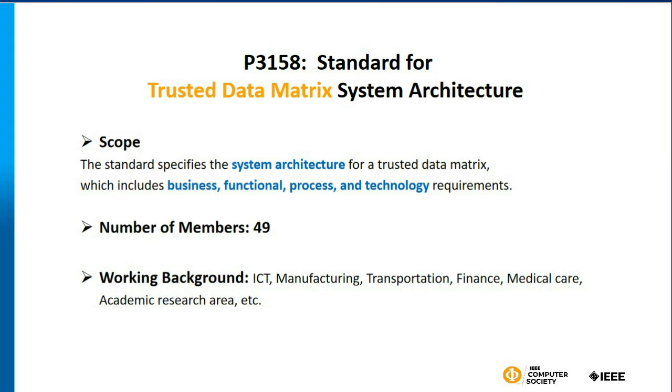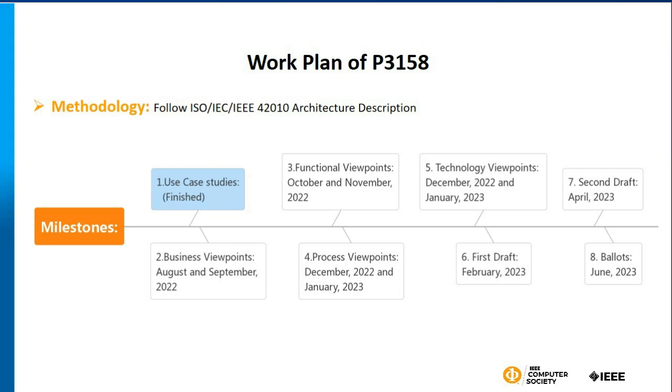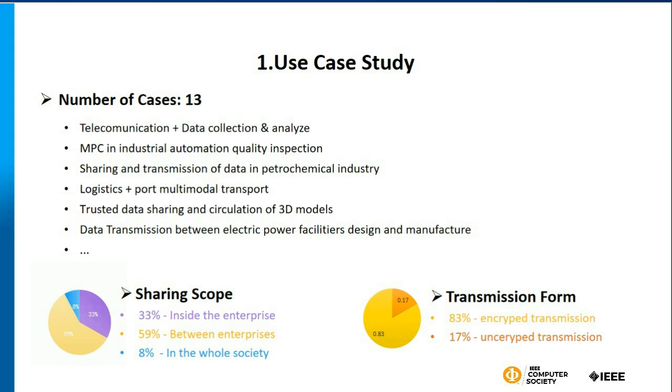And currently, we have 49 individual members from US, Australia, Japan, UK, and China. And all their working backgrounds vary from ICT, manufacturing, transportation, finance, medical care, and also the energy industry. And in this standard, we follow the methodology of ISO IEC IEEE 42010, which is the architecture description standard, to build our system architecture. And after the use case studies, we will spend every 2 months to work on each of the viewpoints.